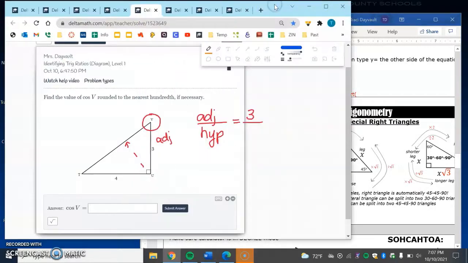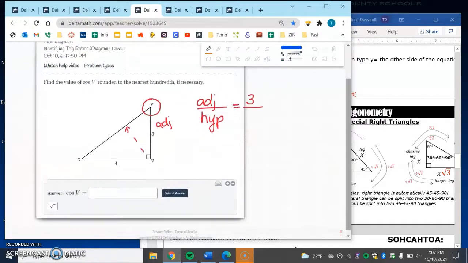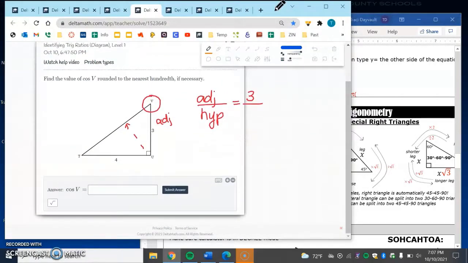So, some of these are only going to give you 2 sides, and you need to find the third side using Pythagorean theorem. Okay, how could I plug this into Pythagorean theorem? Well, 3 and 4 are my legs, because those are the 2 that form the right angle. So, I would do 3 squared plus 4 squared equals c squared.